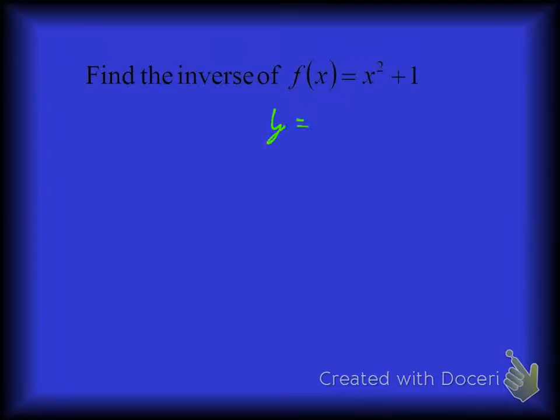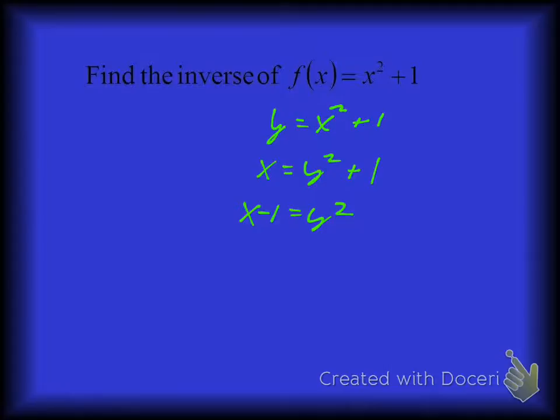So rewrite. y equals x squared plus 1. Change x and y, so x equals y squared plus 1. Subtract the 1. So x minus 1 equals y squared. And how do you undo a squaring? Square root, good. Okay, square root.